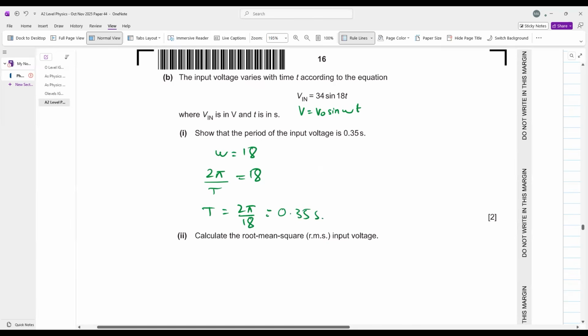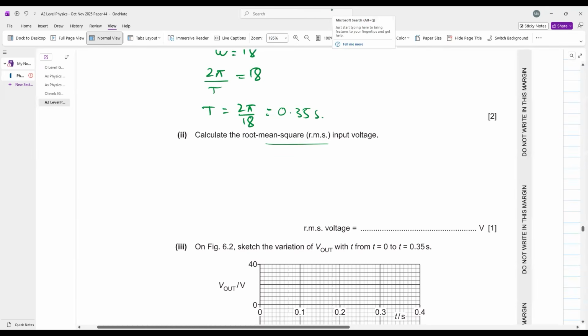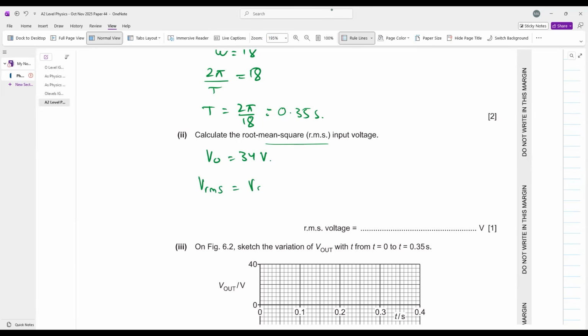0.35 second. Now you have to calculate voltage RMS. How will you do that? बेटा आपका peak voltage क्या है? 34. Okay, so write it here. Maximum voltage is 34 volts. Can you calculate VRMS? Yes, VRMS is V naught divided by under root 2. 34 divided by under root 2. Can you calculate this answer? This comes out to be 24 volts. Answer क्या आ गया भाई? 24 volts. आगे बढ़ते हैं.